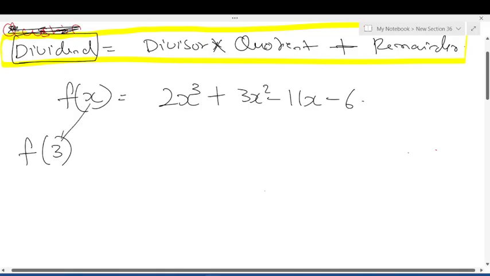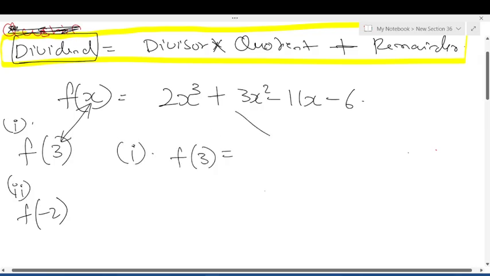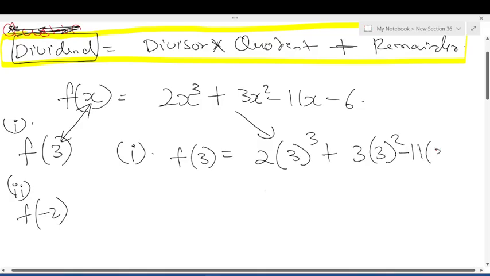In place of x, what you have to substitute? 3. Second question, f of 3 is nothing but that function's value. Okay, next question, they'll give you f of minus 2. Let us take the first question. You should write it like this. F of 3 is equal to, take this polynomial. In place of x, substitute 3: 2 into 3 cube, plus 3 into 3 square, minus 11 into 3, minus 6.